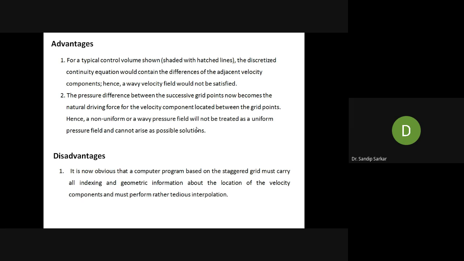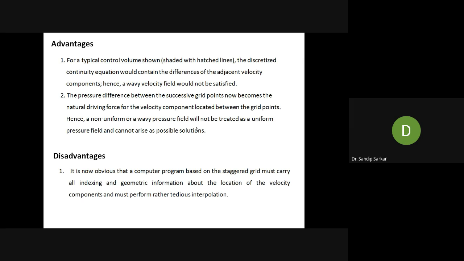Another thing, some interpolations are required in the staggered grid. That interpolation may require computational extensiveness due to the interpolation of velocity at different grid points. But more or less, this is the technique used in the primitive variable approach for the solution of the Navier-Stokes equation for fluid flow and coupled fluid flow heat transfer problems.